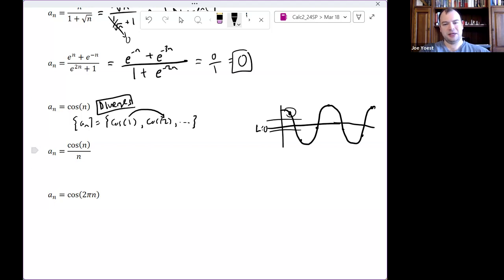However, if I have something like a_n equals cos of n over n, this is like 1 over n times cos of n.